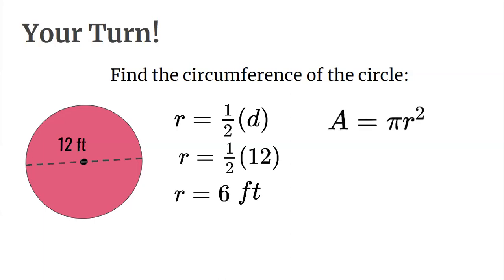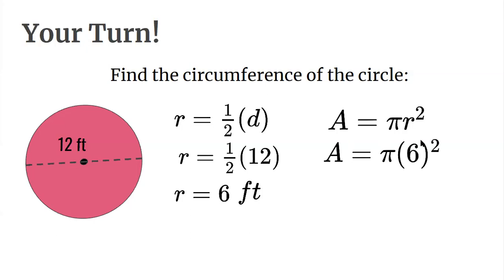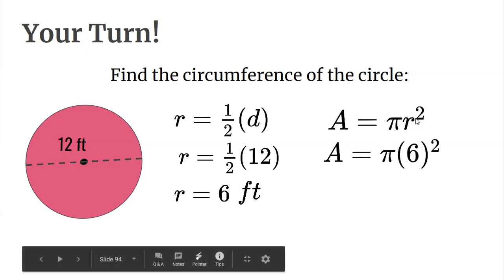Now write out the formula for the area of a circle, which is area equals pi r squared. Pi times r squared. Plug in the radius, which is 6 feet right here. So area should equal pi times 6 squared. And once you square the 6, you should get area equals 36 pi feet squared.